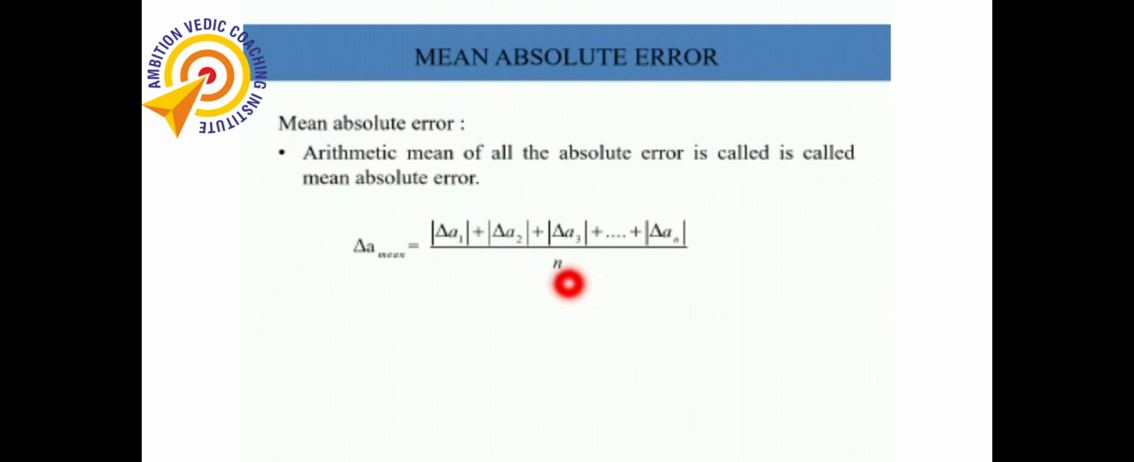In the previous case, we took the reading 10 times. So here there should be 10 values: the absolute error in the first reading, the absolute error in the second reading, plus the third, and so on. Every time we do some experiment in the lab, this is what we have to do. The summation of all the absolute errors divided by the total number of readings is what is known as mean absolute error, which can also be represented mathematically like this.